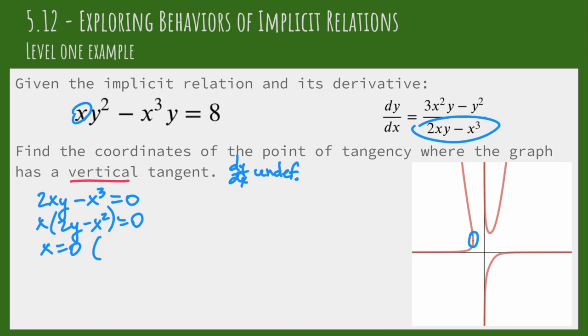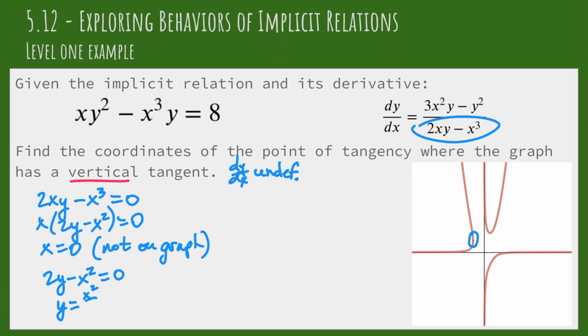So we get one solution where x equals 0. But if we plug 0 in for x up here, we get 0 equals 8 again. So again, x equals 0, which is the y-axis, is not a solution on this relation, so it's not on the graph. But the other factor here, 2y minus x squared equals 0, gives us a relation that is going to give us a solution. I'm going to solve this for y.